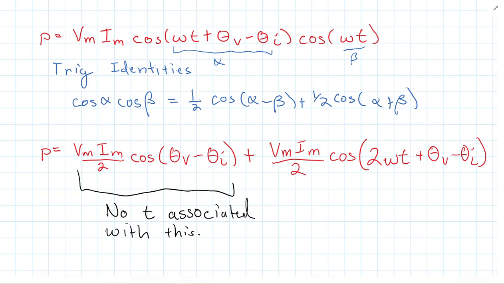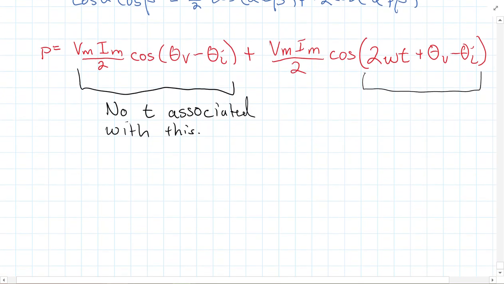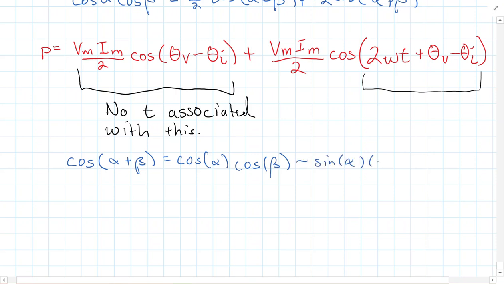Now, I also have something weird going on here, where I have both something with t and something with the phase angle. So I'm going to use another trig identity, and the other trig identity I'm going to use here is cosine of alpha plus beta, and then that's equal to cosine of alpha times cosine of beta minus sine of alpha times the sine of beta.